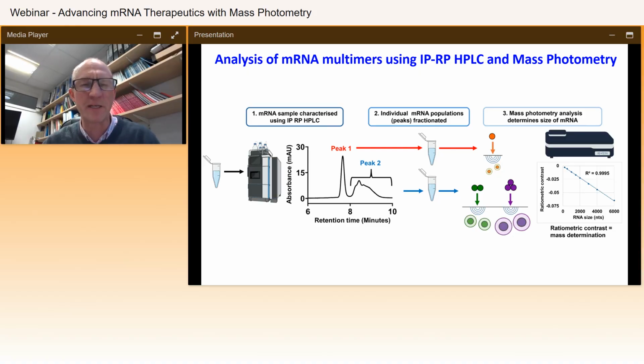I've just shown a schematic here of the workflow that we've adopted, using the ion pair reverse phase chromatography with magnesium ions to separate the different peaks. We then collected the individual peaks and fractions, and then we put them directly on the mass photometry device to look at measuring the size under native conditions of these different molecules. So we did the chromatography. We collected the different peaks, such as peak 1, which we proposed to be the mRNA monomer, and peak 2, which was proposed to be the different higher order structures, the different mRNA multimers that are present. We collected those peaks, and again did the mass photometry sizing analysis.